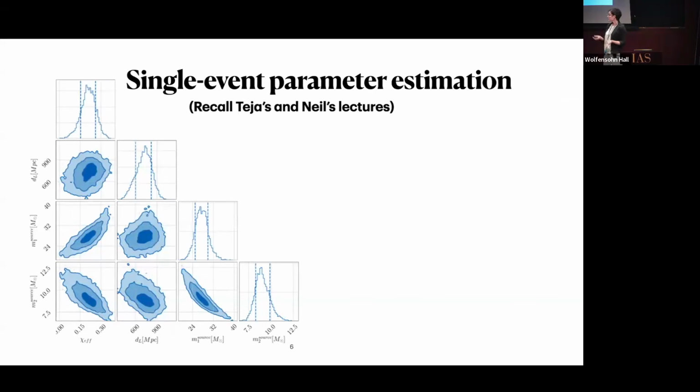And so in the earlier lectures by Teja and Neil, for example, we learned about how to analyze individual events through parameter estimation techniques. So when we just have a single gravitational wave detection, we've made the detection. We know there's a gravitational wave signal of interest that's in the detector noise. We can infer things like the M1 and M2, right, the two masses, the distance to the source, the effective inspiral spin here.